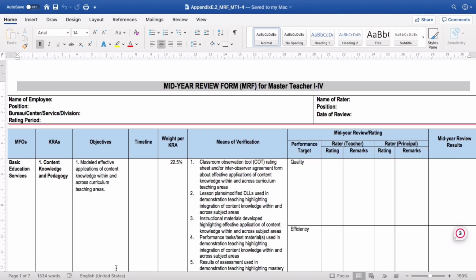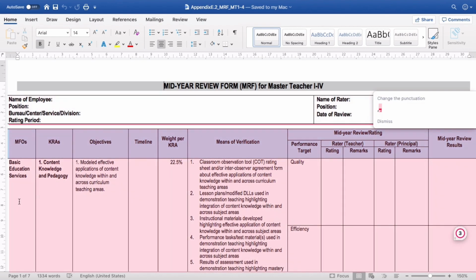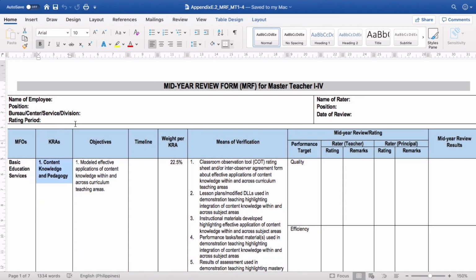Midyear review form for Master Teacher 1 to 4. Name of employee. So, dito po yung pangalan ninyo. Position, your division. The rating period ay simula ng August 2022 hanggang February 2023.